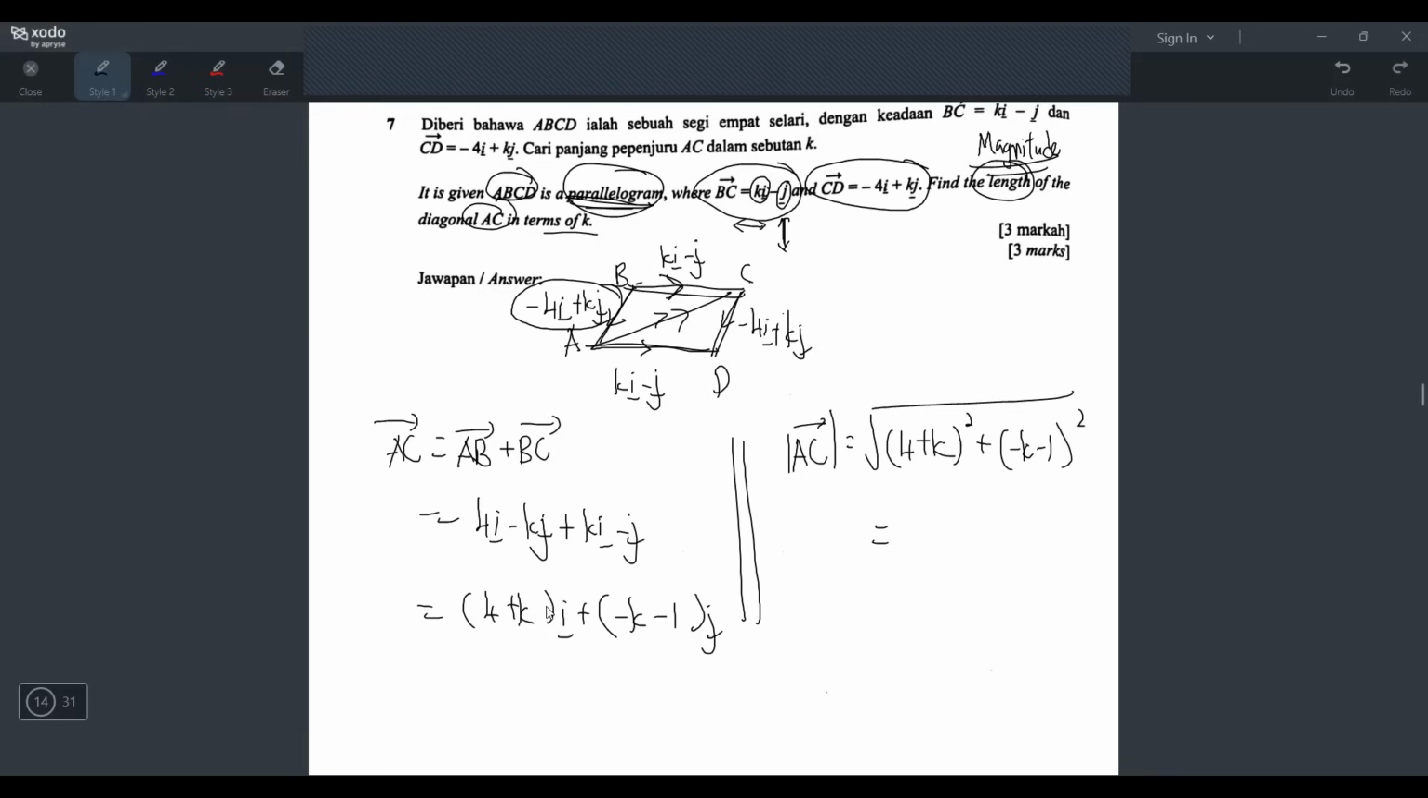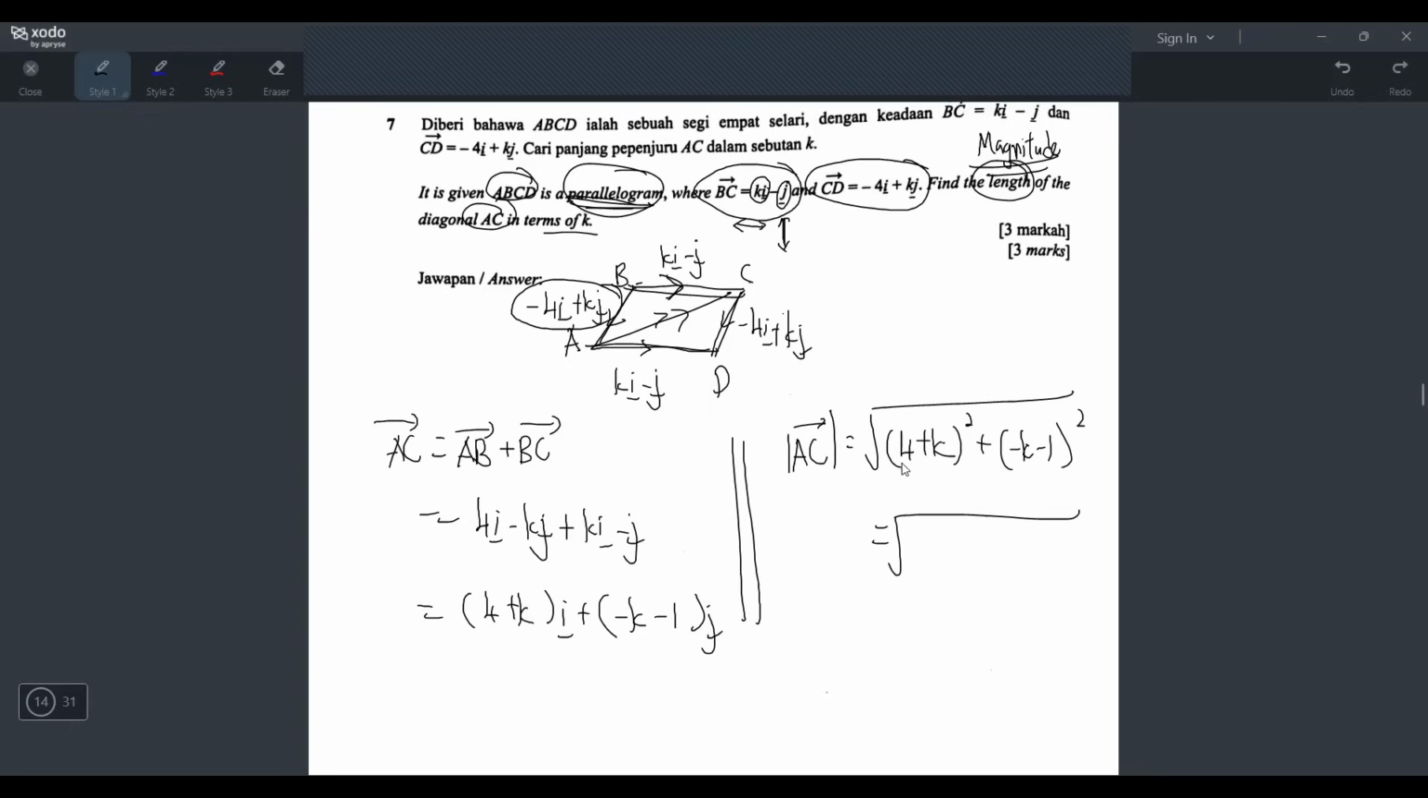Okay. Why do we do it like this? Because when you find magnitude, it means you are finding the length. Right? And since i is the horizontal movement, j is the vertical movement, that's why you will use Pythagoras theorem to find the hypotenuse. That's why it's square root, this squared plus this squared. And that's the reason. Okay, now we can just simplify this whole thing, then you will get the answer. So 4 plus k squared. Should we expand this? Let's expand this.